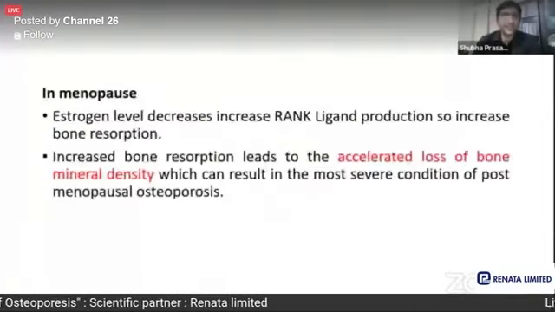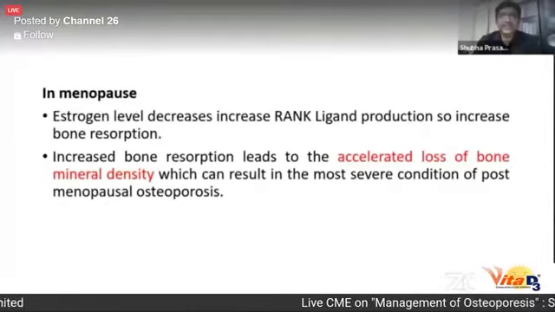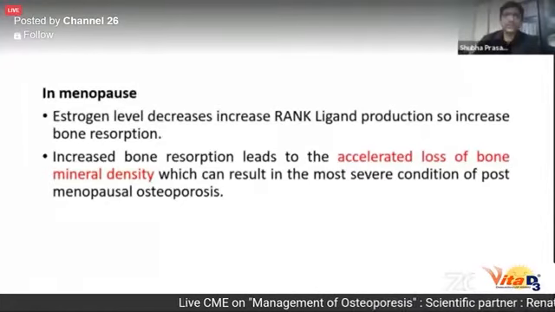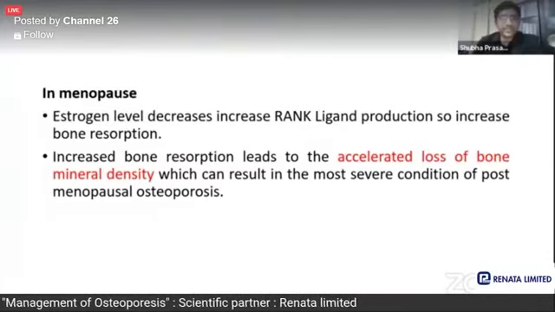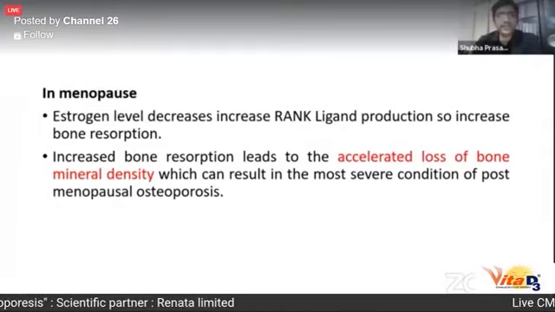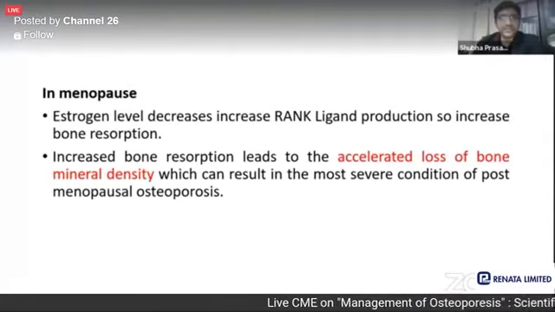So in menopause, when the estrogen level decreases, RANK ligand production increases, so bone resorption increases. Increased bone resorption leads to accelerated loss of bone mineral density, which can result in the most severe condition called postmenopausal osteoporosis.